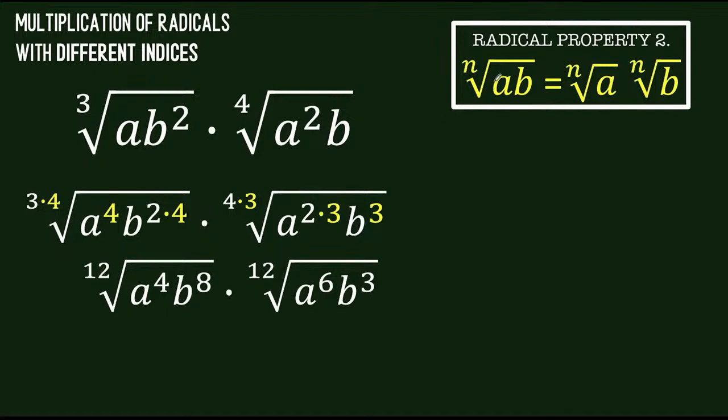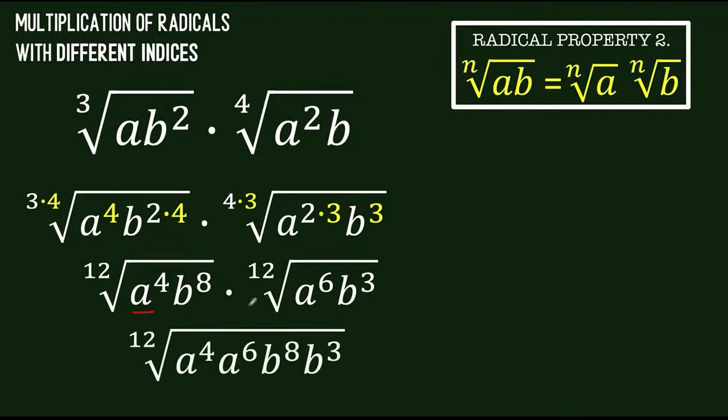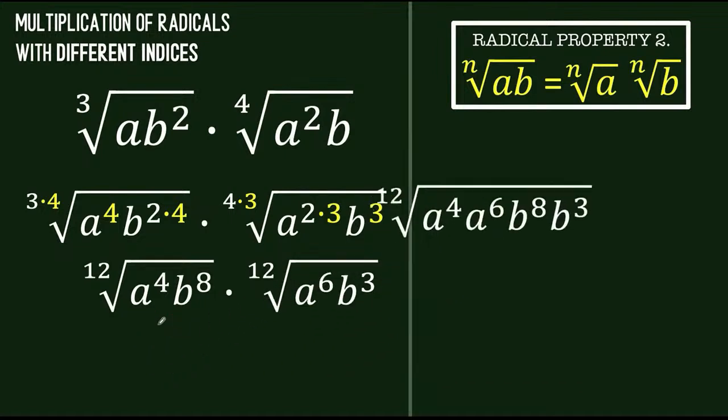Now here, the indices are the same, so we can now apply the product property of radicals, and we can write this as one radical. We now have here a to the 4th times a to the 6th. That is now what we have here. b to the 8th times b cubed is now this part, both under the 12th root. Then, simplify.